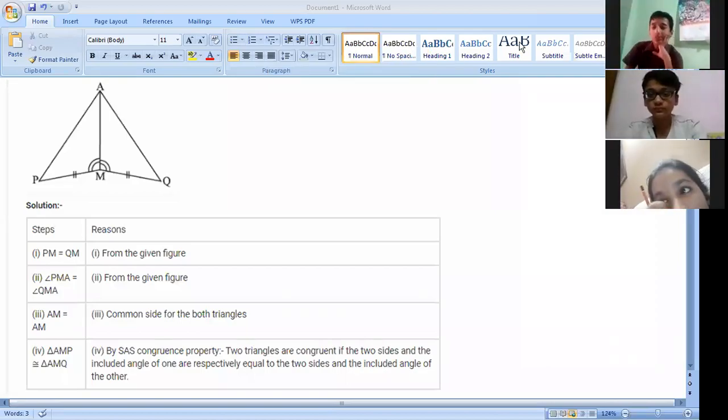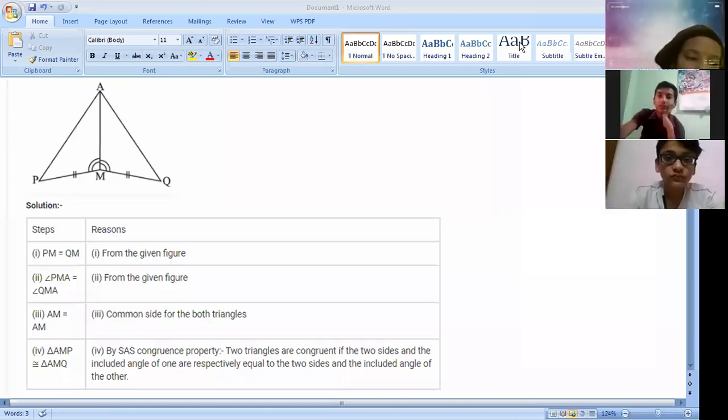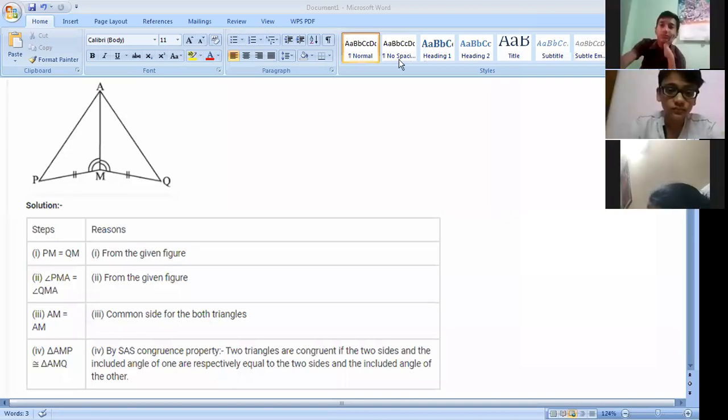Today we are going to do question number 3 of exercise 7.2. In this question, the diagram is given, and you have to show that triangle AMP is congruent to triangle AMQ. As you can see in this question, we have to tell PM is equal to QM.